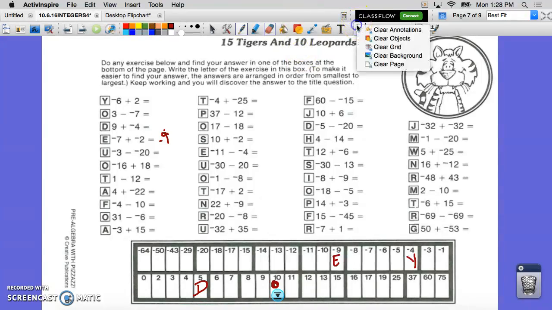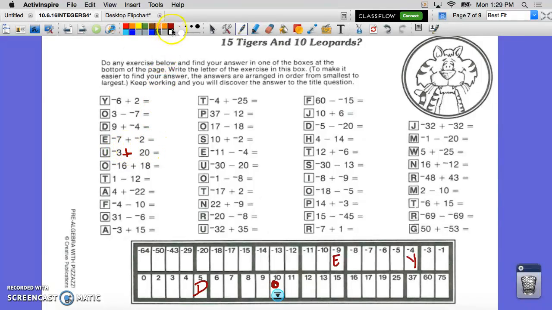Okay? Going to the next one, I have a subtraction one. Remember the 3 easy steps. Change it to addition. Change the sign of the second number. It's a negative 20. So I'm going to make it a positive 20 by taking out the negative sign. And now all I have to do is follow the steps of addition.